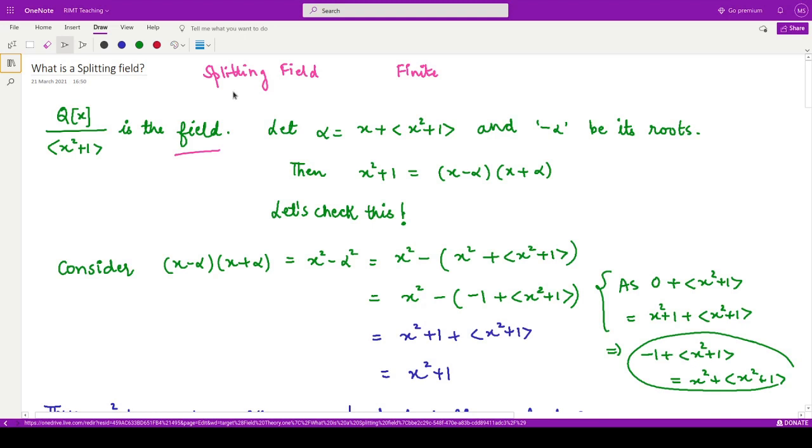So now let us see what is the need for the splitting field. For that we consider the field Q[x] and an irreducible polynomial x square plus 1. Because this is an irreducible polynomial, the ideal generated by this polynomial would be a maximal ideal. If this is the maximal ideal, then the quotient field would be a field.